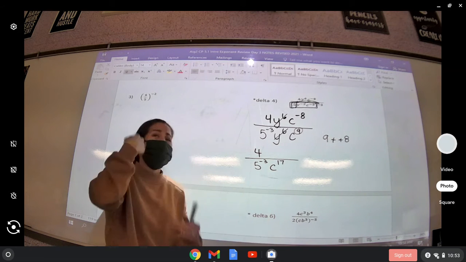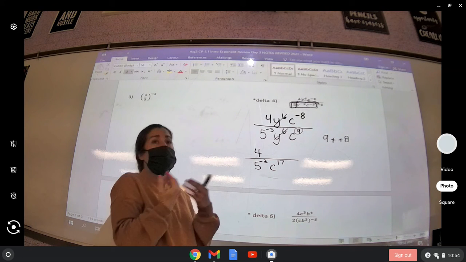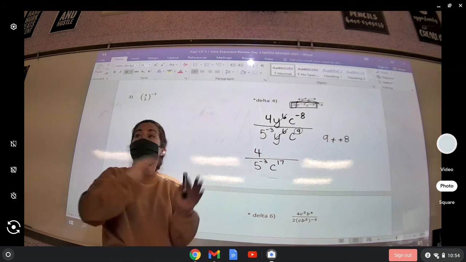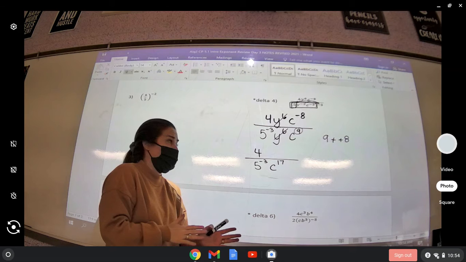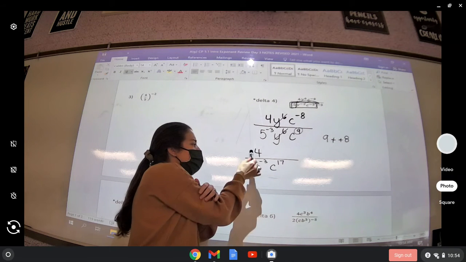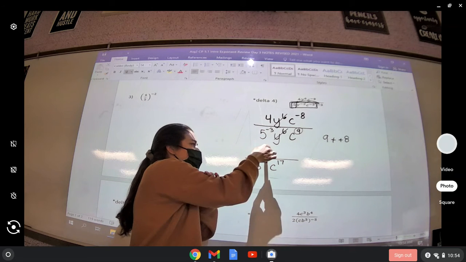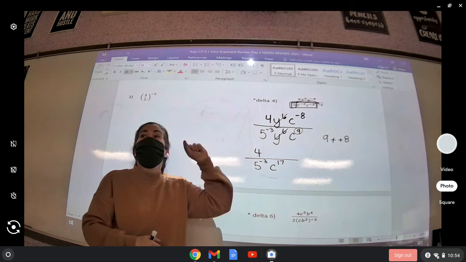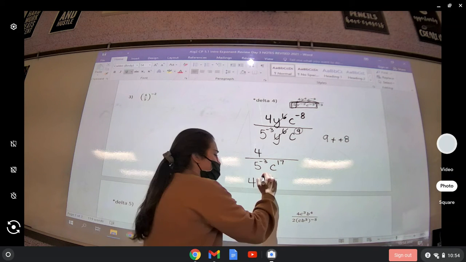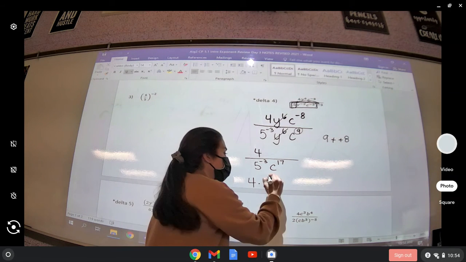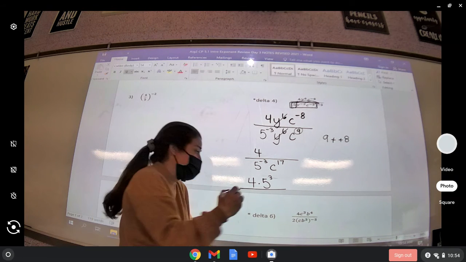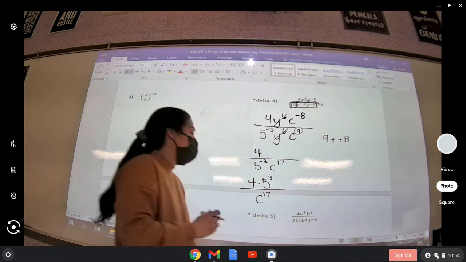This 5 to the negative 3, he can't stay there. I need him to be 5 to the positive 3. So if he's 5 to the negative 3 on bottom, where's he going to have to go to become 5 to the positive 3? To the top. So when you move him to the top, he used to be division, but when you move him to the top, now he'll be attached to the top by multiplication. So the 4 was already there. Now you're moving this up, so now it'll be 4 times 5 to the 3rd, divided by, there's no reason to move the c to the 17. He's beautiful where he is.